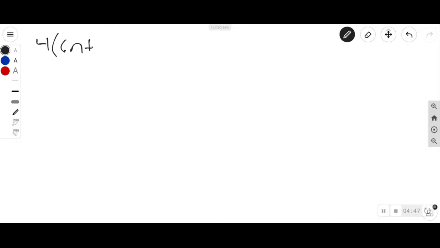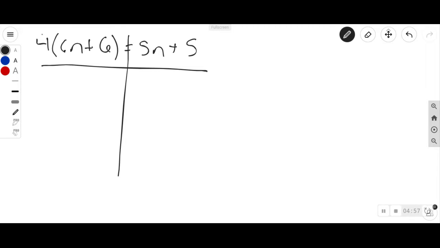Let's see, 4 times (6n plus 6) equals 5n plus 5. So we do have a distributive on here. So I'm going to do that first, always. 24n plus 24 equals 5n plus 5.